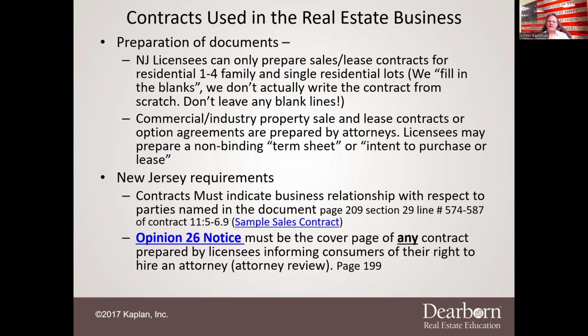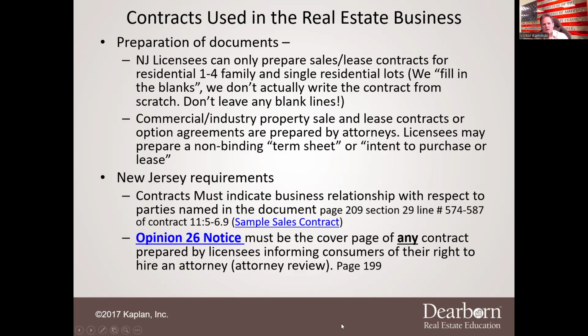We start the transaction by maybe us doing a non-binding term sheet or intent to purchase or lease. And then we turn that over to the attorneys, and they write up a contract based on those agreed upon terms. So contracts must indicate the business relationship the parties have with respect to the parties named in the document. On page 209, section 29 of the contract, you'll see what I mean.